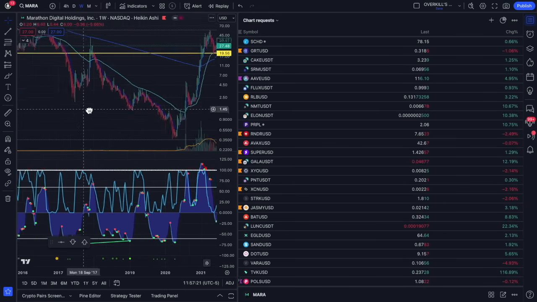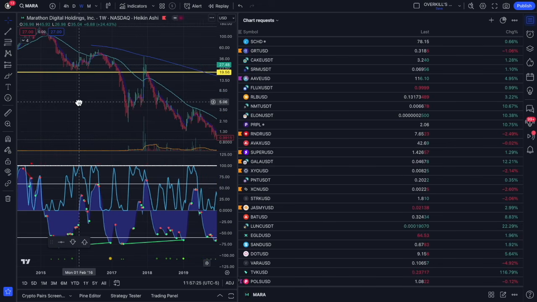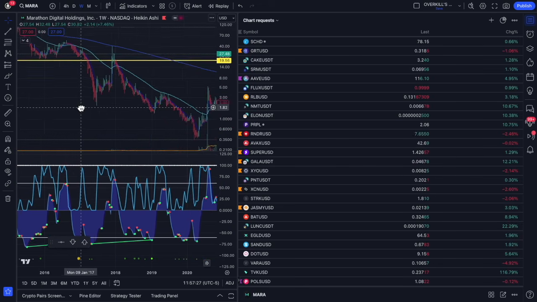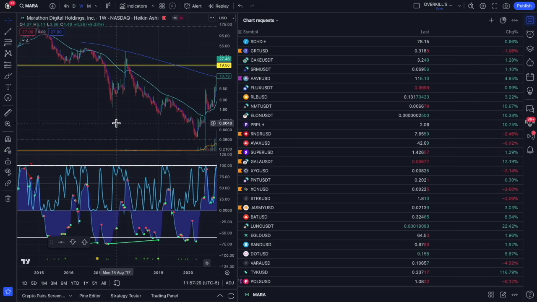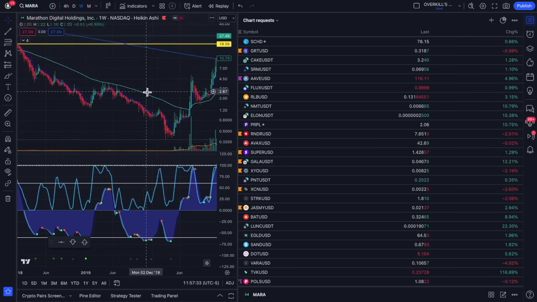So I talk about this every single video. This is the most important technical indicator to me. If I erased every single other indicator that I have on my chart, I would just use the 50 EMA. That is the light blue line.